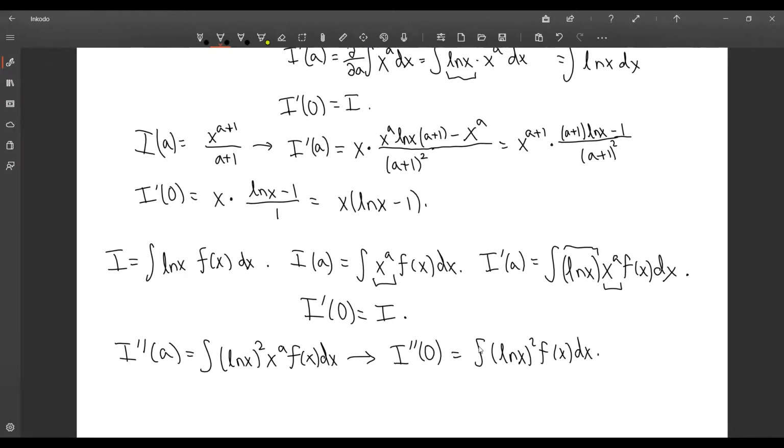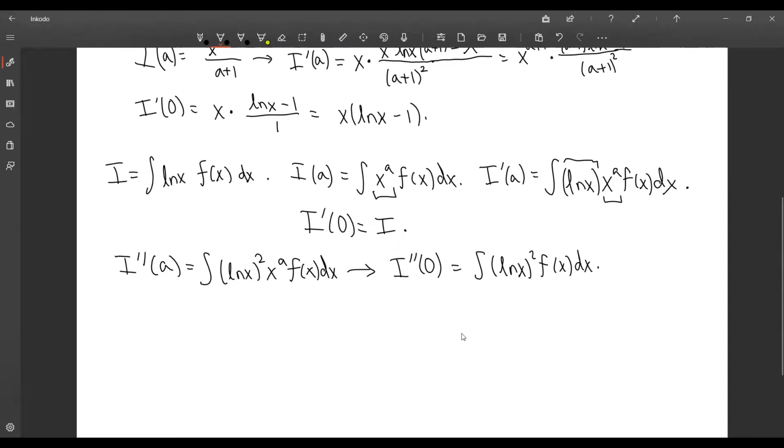So the general methodology here is to replace ln of x by x to the a, integrate that new function, and get something in terms of a, take as many derivatives as you need, and then replace a with 0, right?